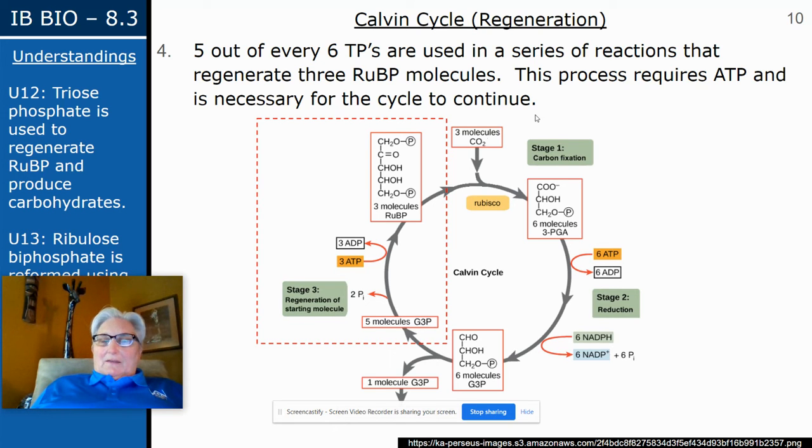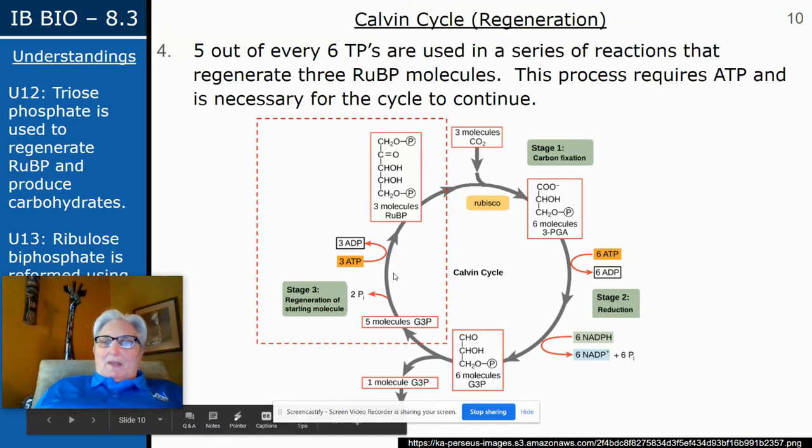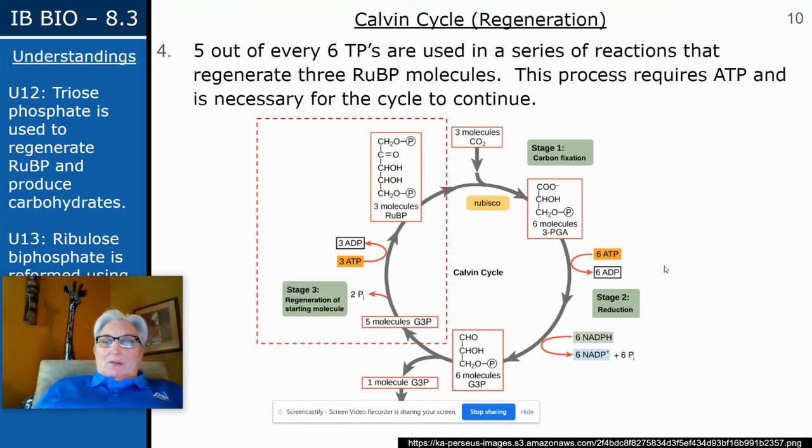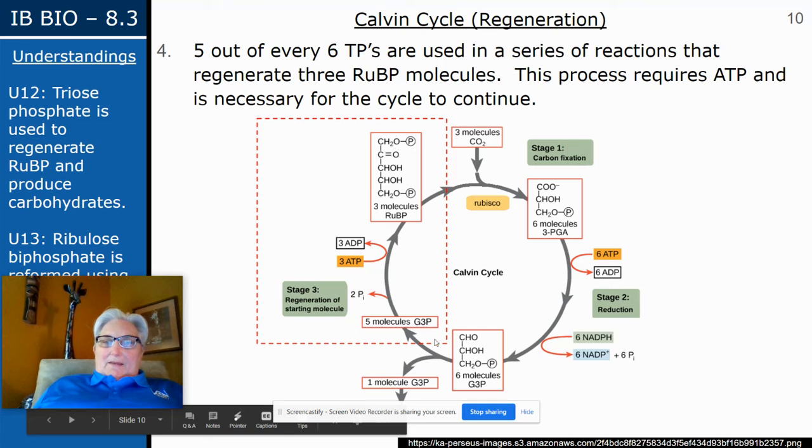All right, so taking a look at the second part here, the regeneration piece. We had in stage 1 that fixation that occurred, then we had the reduction, and now we're into the third phase, which is the regeneration piece. So this whole piece is what we consider to be the dark reaction or the light independent reaction, all done inside of the Calvin cycle. Our 3 molecules of carbon dioxide come in from the light side, combine with our Rubisco and get us rolling through the fixation of our carbon, and then the regeneration after the reduction of our carbon.